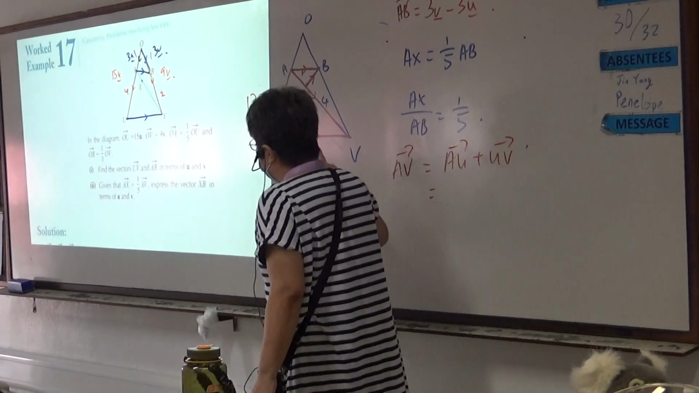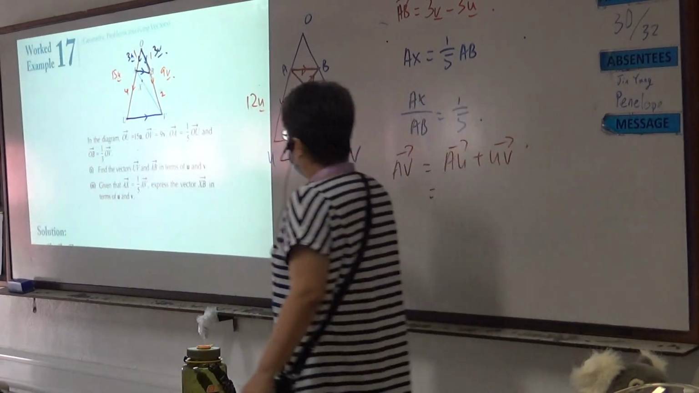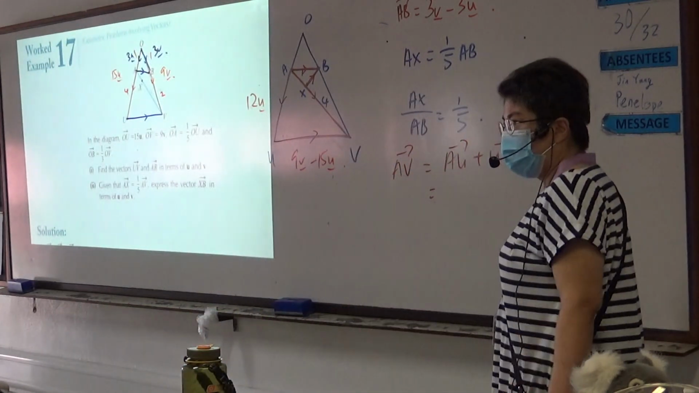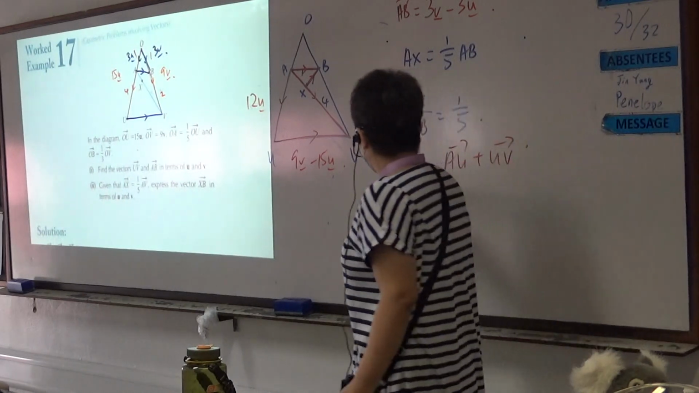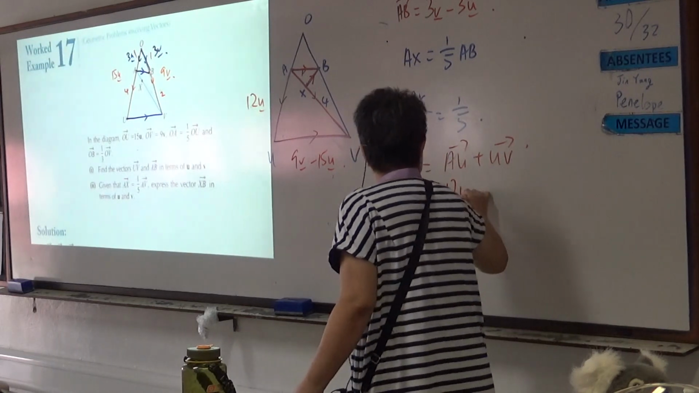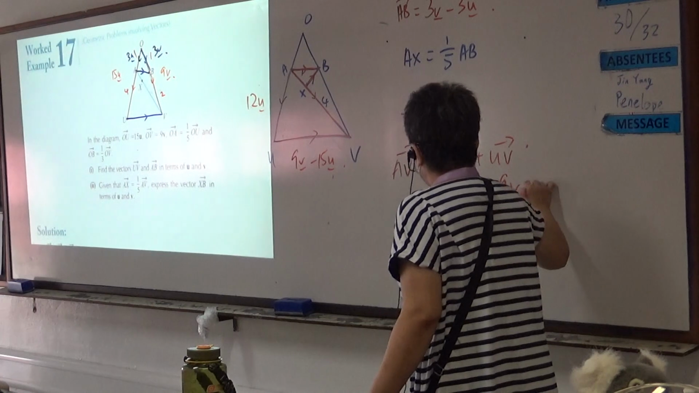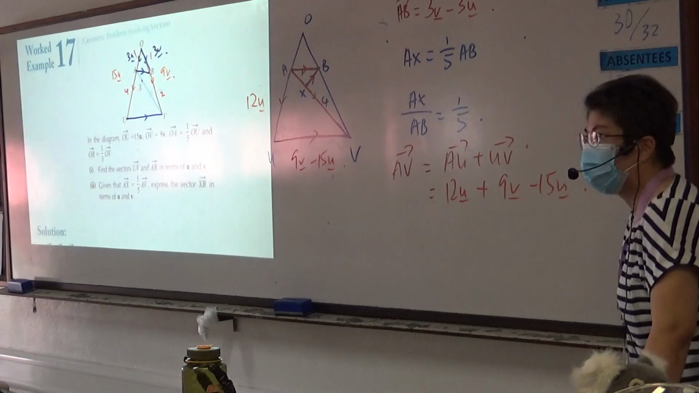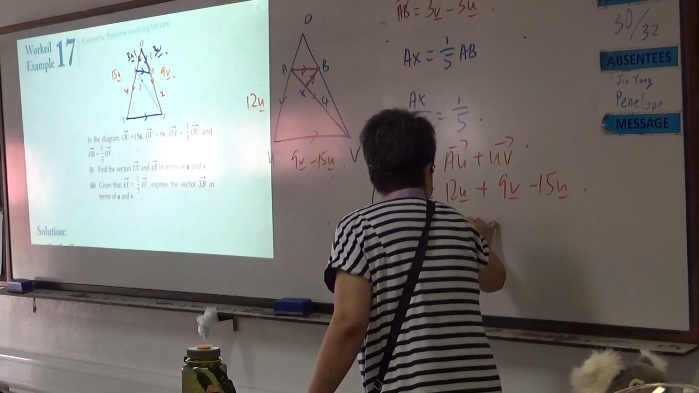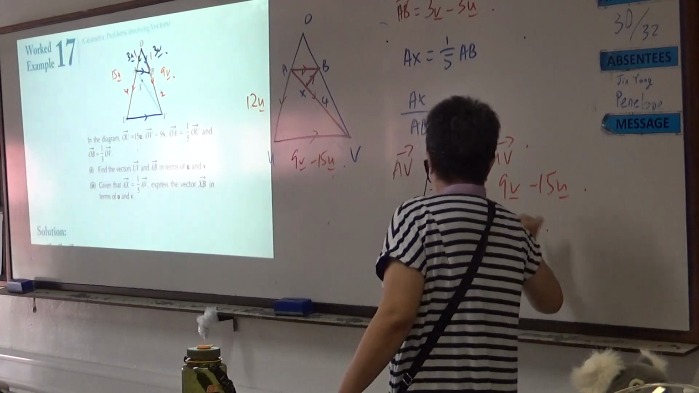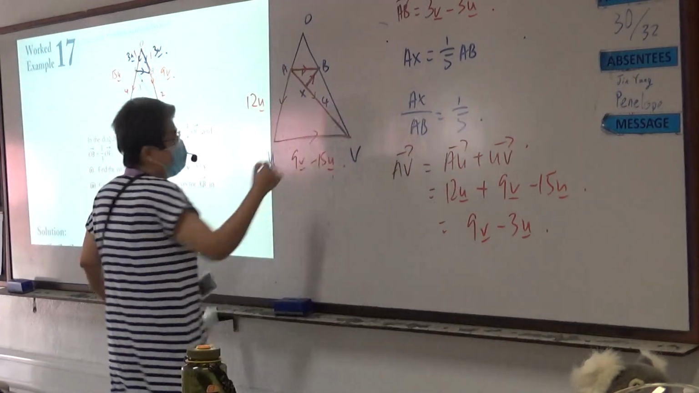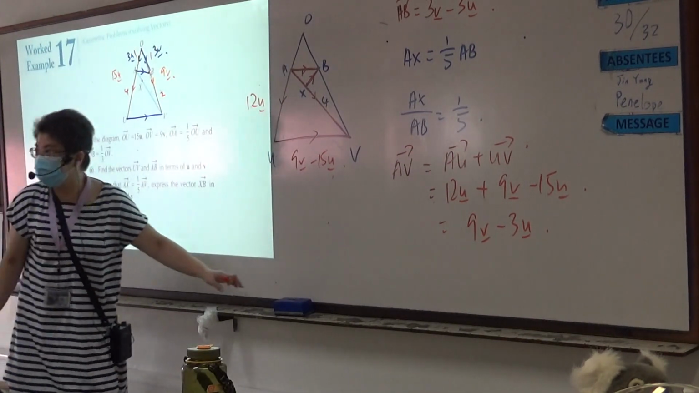Right. What about UV? Just now we also found UV. What is UV? 9V minus 15U. Correct. It's from the first part. Now, so AV is AU plus UV. So AU is 12U plus 9V minus 15U. Correct? Yes or no? Okay. So what will this give me? 9V minus 3U, agree? Okay, all of you look up. AV is 9V minus 3U.